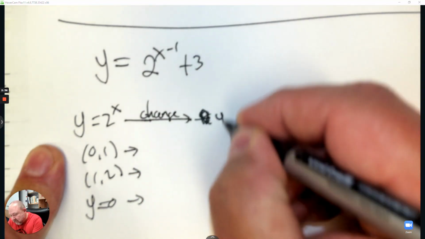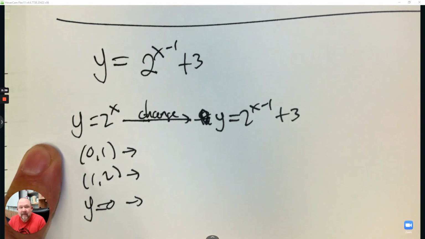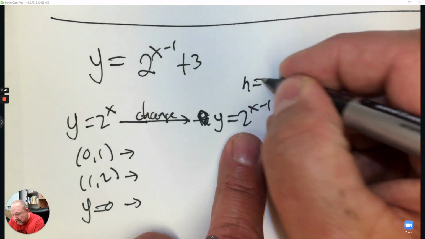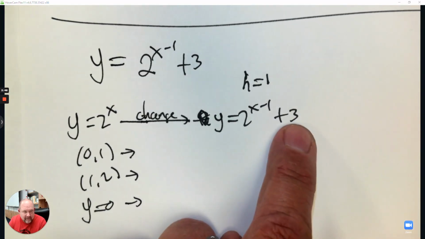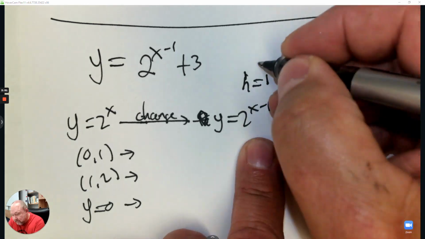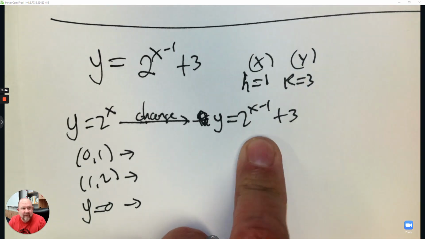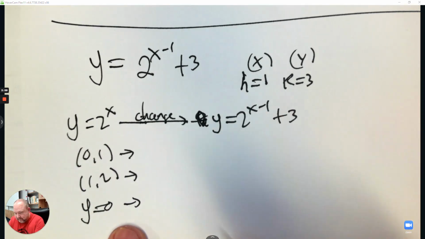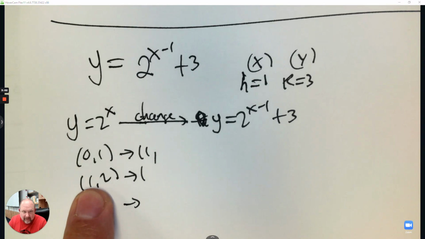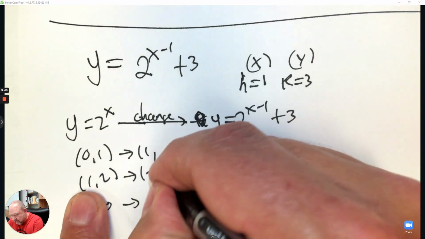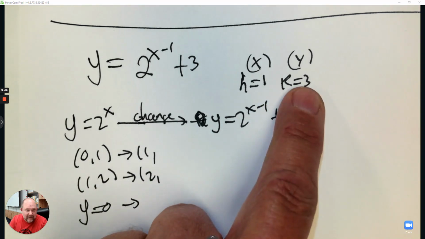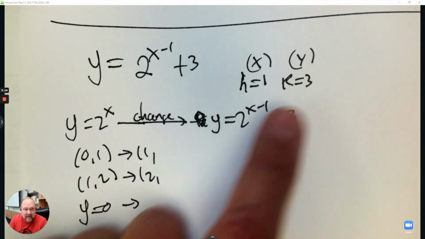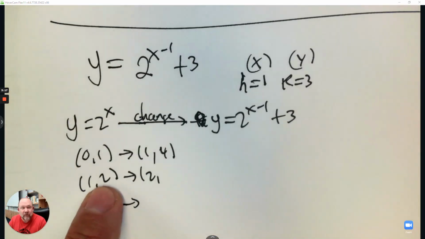It changed by subtracting 1 and adding 3. So this goes the other direction, so it's actually positive 1. It's going to the right. This is going up 3. This affects the x, and this affects the y-coordinate. So when I come here, I go, okay, 0, I'm going to add 1. And here, I have 1, and again, I'm going to add 1 to that x. To the y-coordinate, I'm going to add 3, not subtract here. So I'm going to add 3 and add 1. So 1 plus 3, and 2 plus 3.